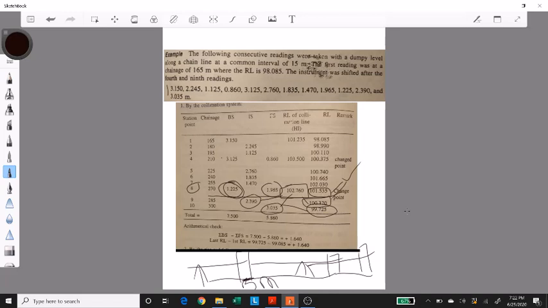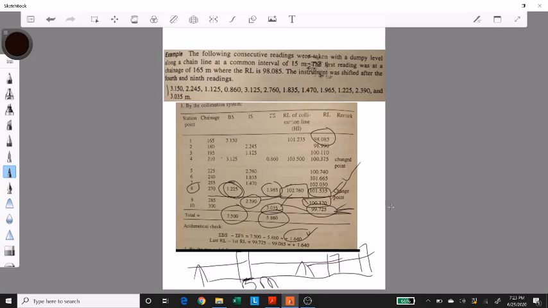Now we can apply the check that we studied in the previous lecture. The check was that at the end of these computations, the summation of all the backsides minus the summation of all the foresights should be equal to the difference between the last reduced level and the first reduced level. In our case, the summation of backside is 7.5 and the summation of foresight is 5.860. We leave out the intersights and the difference is plus 1.64.